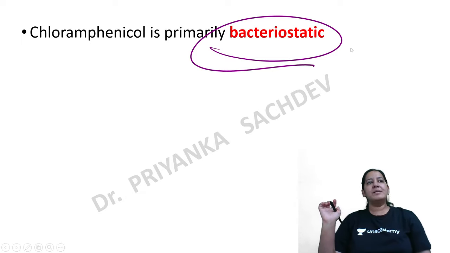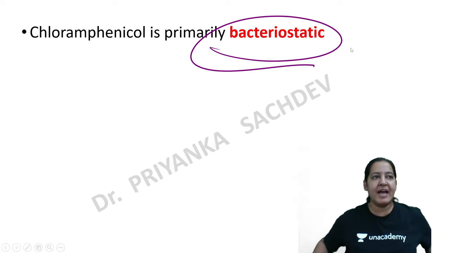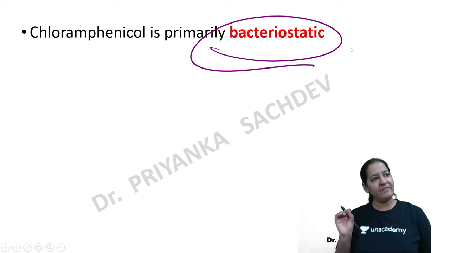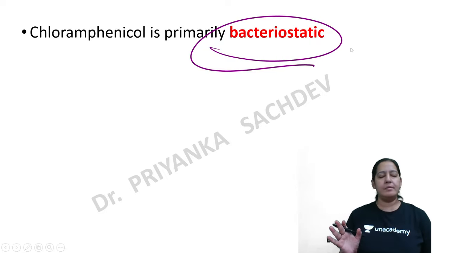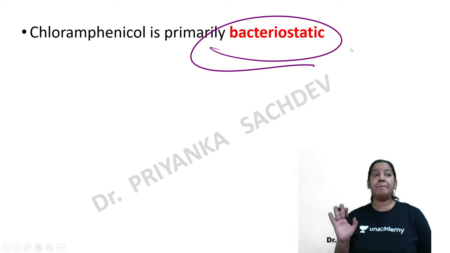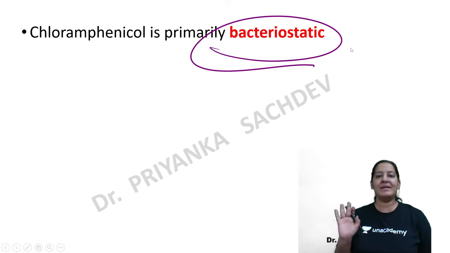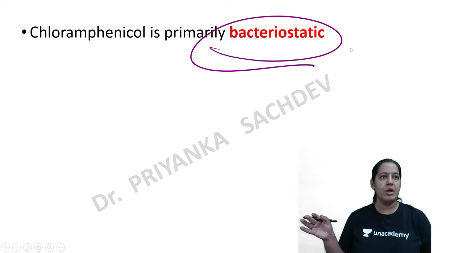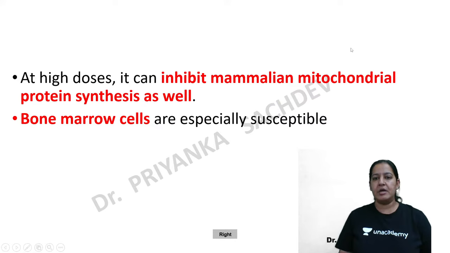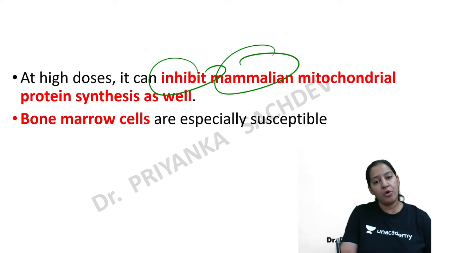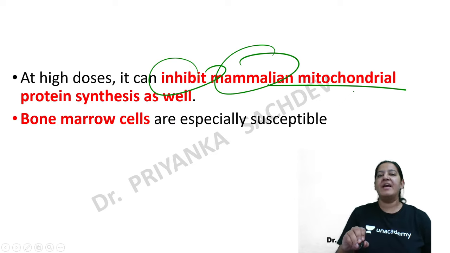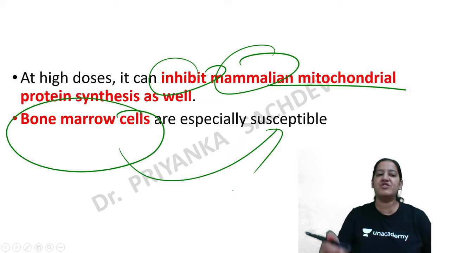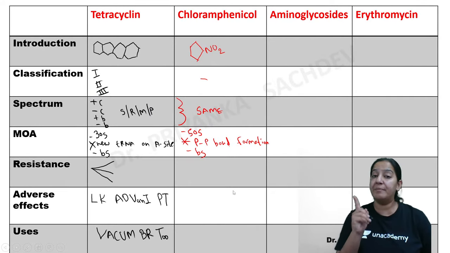You got the reason? Okay, humans have 60S and 40S. Sufi, I agree. Then in that case, it will go on the 60S. But it does the same thing. It will bind with the A window, in humans also. It will inhibit the P to A shift, in humans and bacteria both. That is peptide-peptide bond formation, so the peptide chain cannot grow. So it is a bacteriostatic action. It inhibits mammalian mitochondrial protein synthesis in the same way as in bacteria, and bone marrow cells are more susceptible because maximum cell division takes place in the bone marrow. So bone marrow failure will be the biggest side effect.